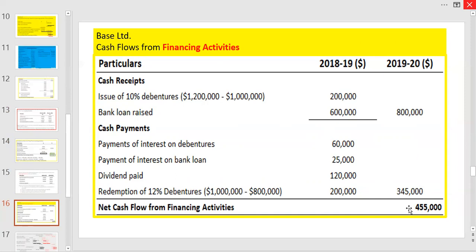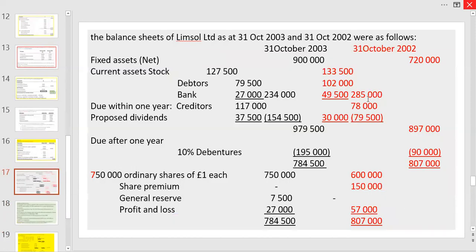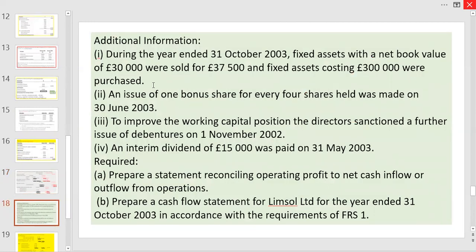Now let's look at the final question. Where L Limited's balance sheet for 2 accounting periods are given here. Under additional information, 1. During the year, fixed assets with a net book value of 30,000 was sold for 37,000 and a fixed asset costing 300,000 were purchased. So there is an inflow of 37,500 and outflow of 300,000. Since these are investment activities, cannot be shown under operating activities. Therefore, it is shown as capital expenditure.